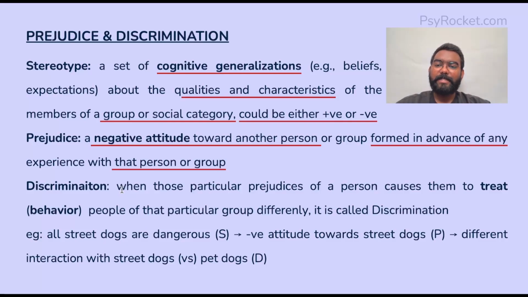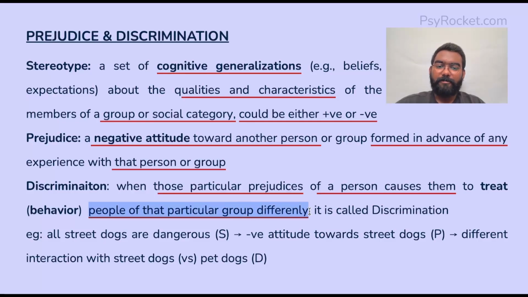Then there is discrimination. Discrimination is simply a differential treatment, differential behavior. Suppose you behave in a particular way toward a certain group and you behave in another way toward another group. That is nothing but discrimination. These are affected mainly by prejudices. When the particular prejudices of a person cause them to treat people of that group differently, it is a behavior called discrimination.